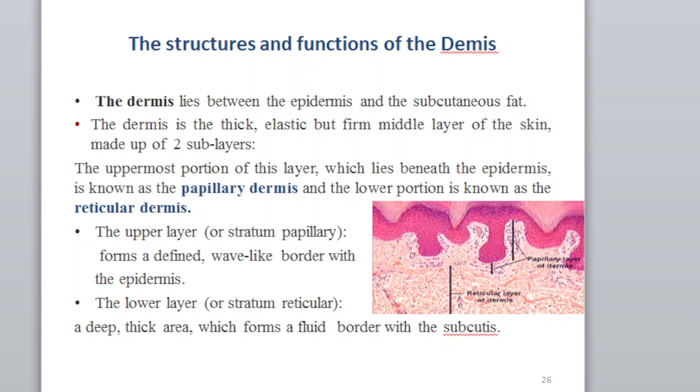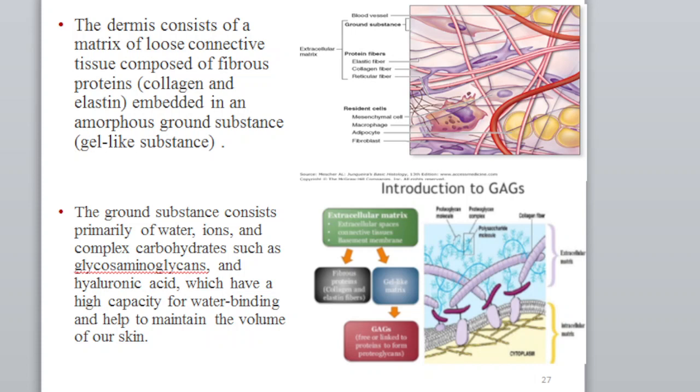Next slide. The dermis consists of a matrix of loose connective tissue composed of fibrous proteins, collagen and elastin, embedded in an amorphous ground substance, a gel-like substance. The ground substance consists primarily of water, ions, and complex carbohydrates such as glycosaminoglycans and hyaluronic acid, which have a high capacity for water binding and help to maintain the volume of our skin.